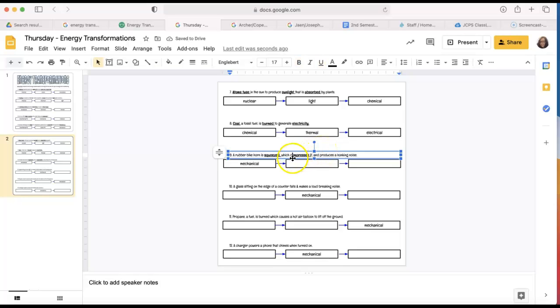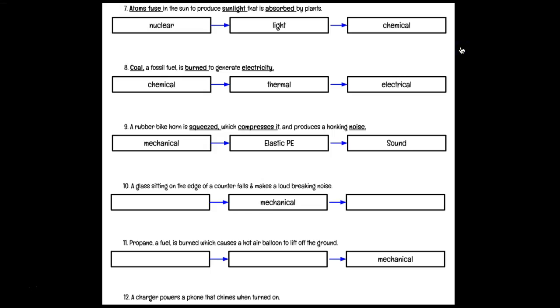And I didn't highlight that. See, that's going to annoy me. There we go. And then it makes a honking noise. So the noise is the other type of energy. So we start with mechanical. A compression or a squeeze would be like elastic, right? Elastic PE, potential energy. And then the noise that it makes is sound energy. So there are your answers for number 9.